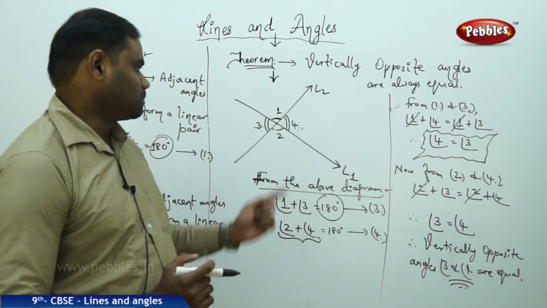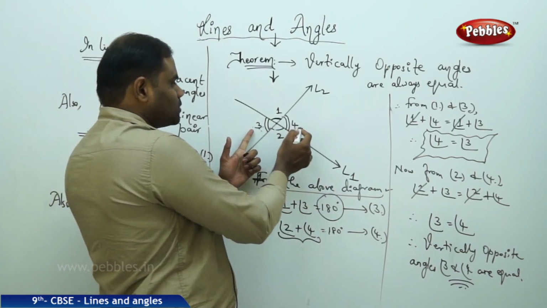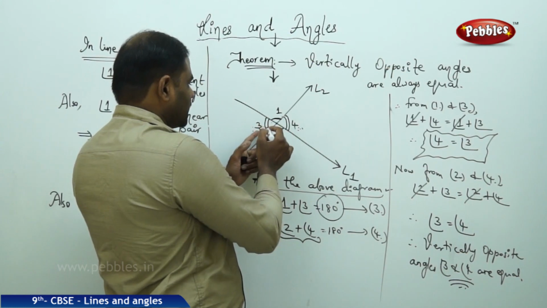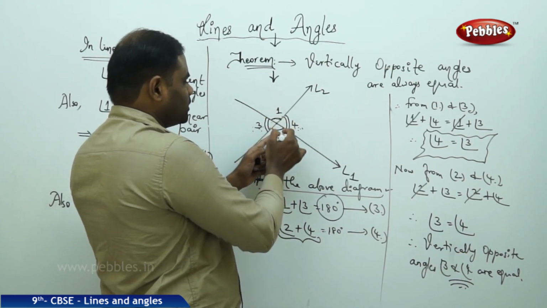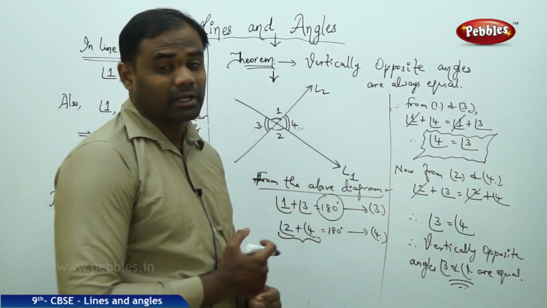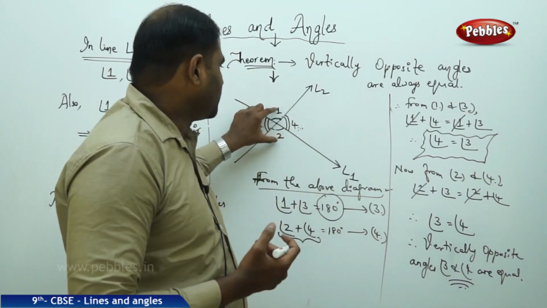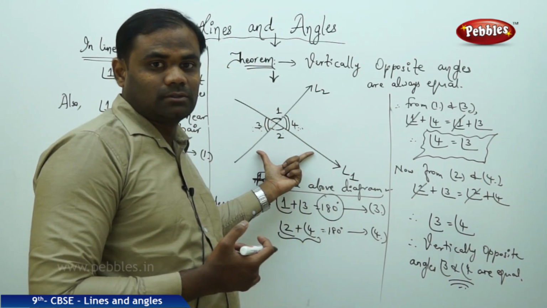What about 1 and 2? Yes, they are equal, because when angle 3 is equal to angle 4, then angle 1 is 180 minus angle 3 and angle 2 is 180 minus angle 4, where we can prove that angle 1 and angle 2 are also equal. Let's see how we can show the other pair being equal from this.